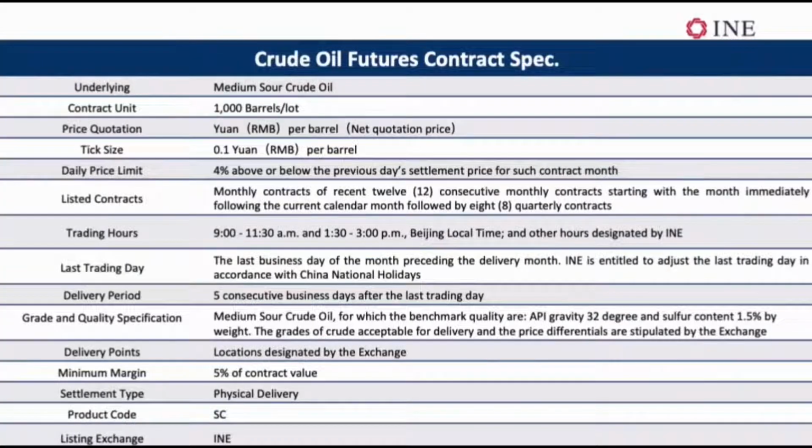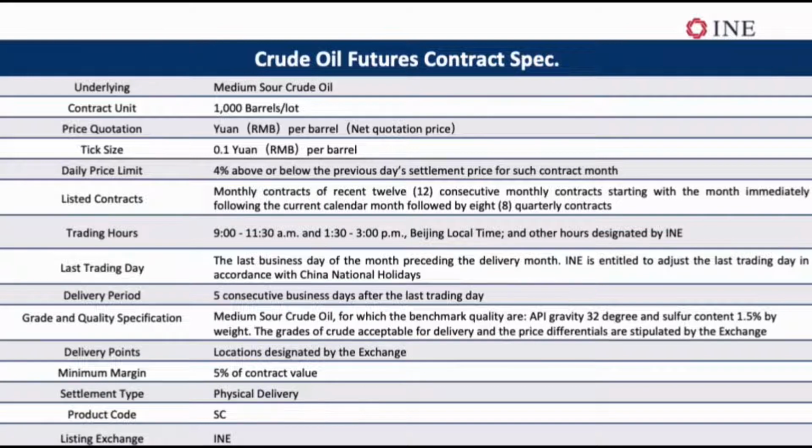This is our contract spec. Our underlying product is medium sour crude oil, and our product code is SC, which stands for Shanghai crude or sour crude. For the rest of the contract spec, I will go through it in a later slide.